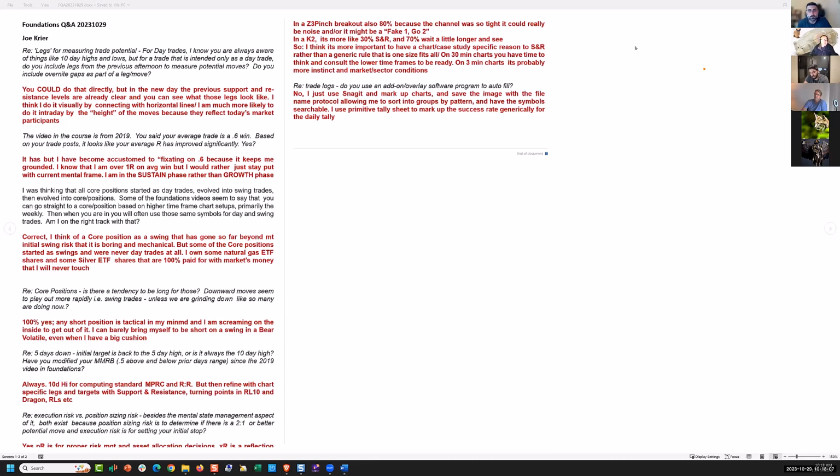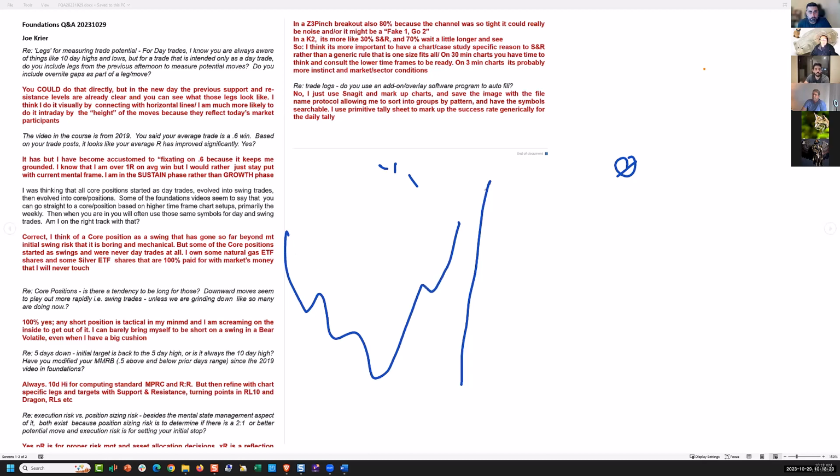In the new day, the previous support and resistance, reflecting the size of yesterday's legs, influences me. Like if this is day minus one and this is today, and yesterday was something like this with the RL10, I'm not taking the size of that leg and bringing it over here and saying, hey, this thing that's right here could actually move that far because that's how far it moved here.